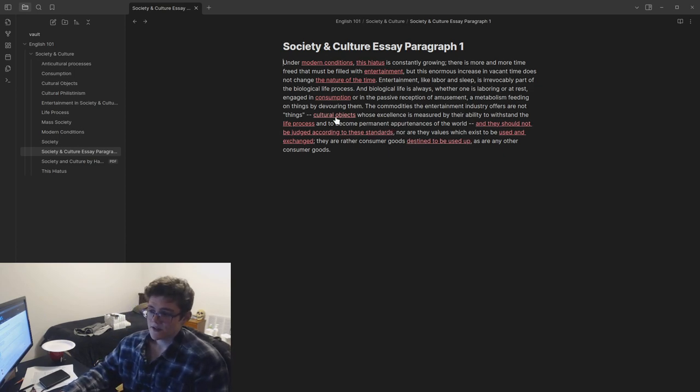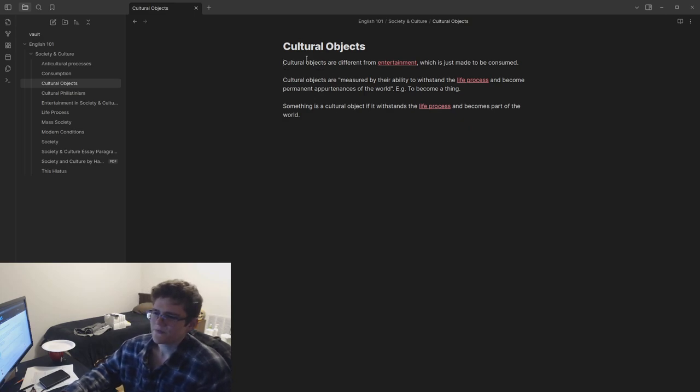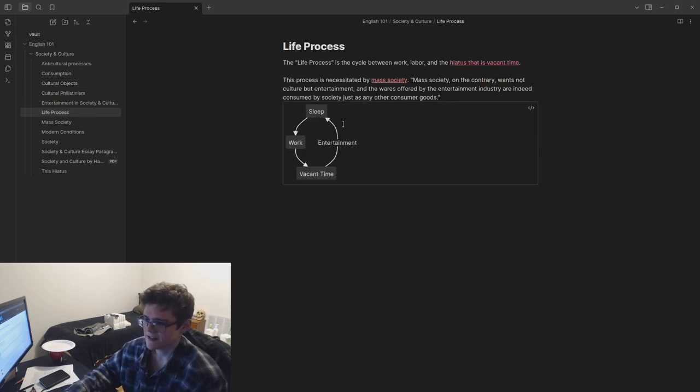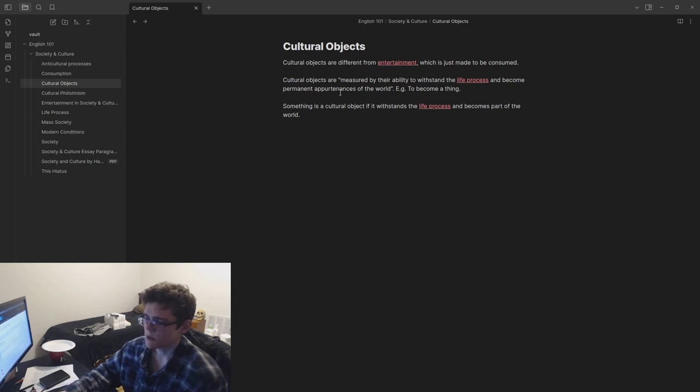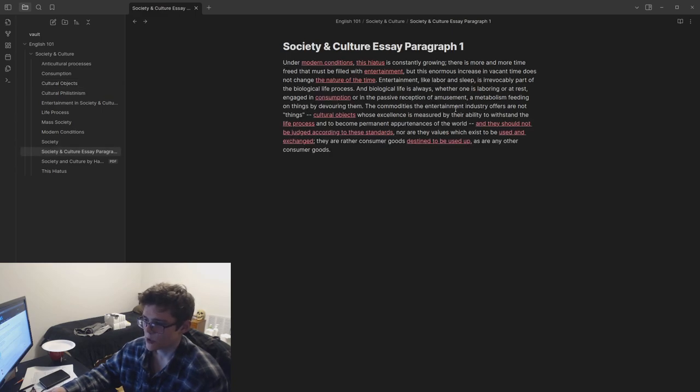They are not things, cultural objects. So cultural objects are different from entertainment, which is just made to be consumed. Cultural objects are, quote, measured by their ability to withstand the life process, and again, that's that flow chart, and become permanent appurtenances of the world, to become a thing. Something is a cultural object if it withstands the life process and becomes part of the world. And they should not be judged according to these standards.